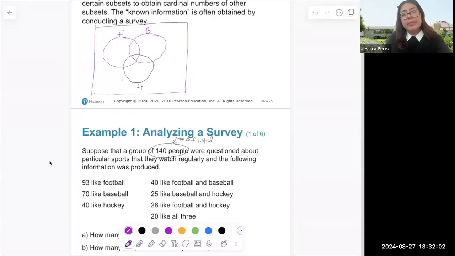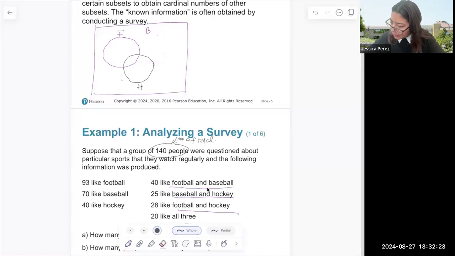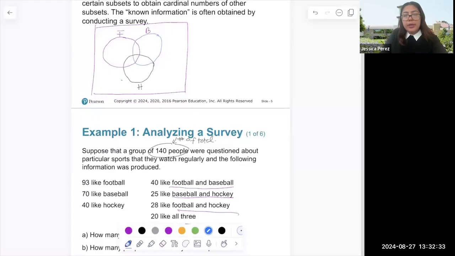They are intersecting because I see that I have 40 like football and baseball, 25 like baseball and hockey, and then 20 like all three. So there is a point where they all intersect, and I'm actually going to change the color of B. So I have purple, black, and I'm going to include the blue. So B will be blue. That way we can analyze the colors.